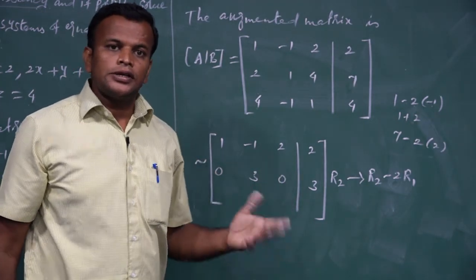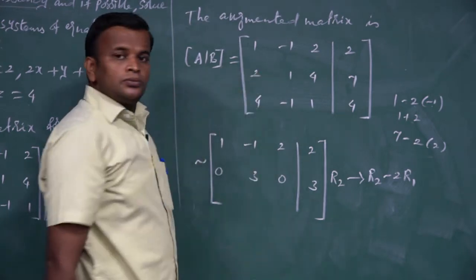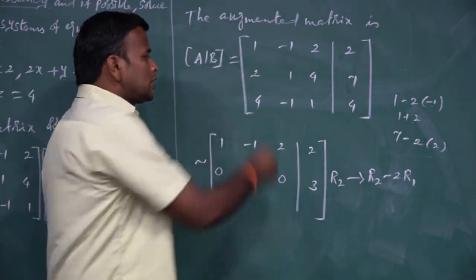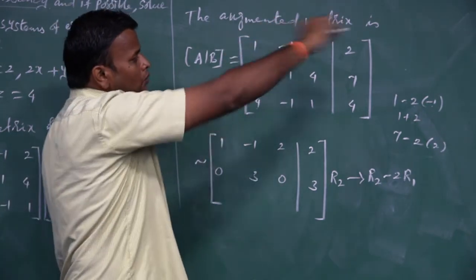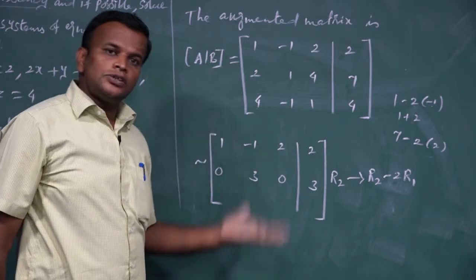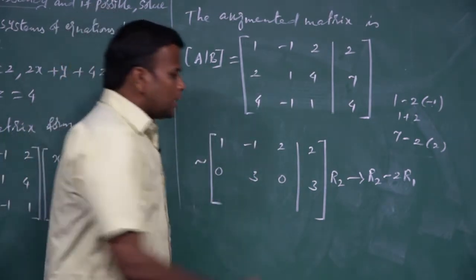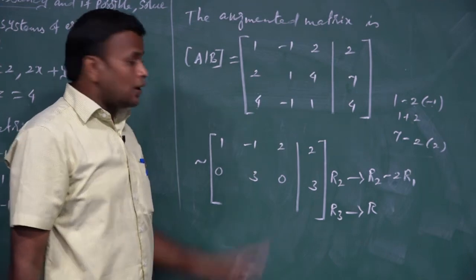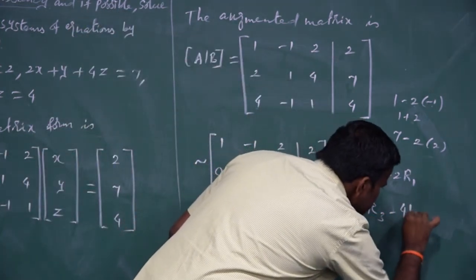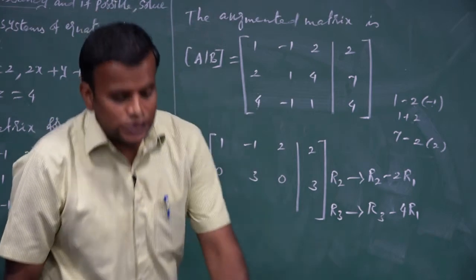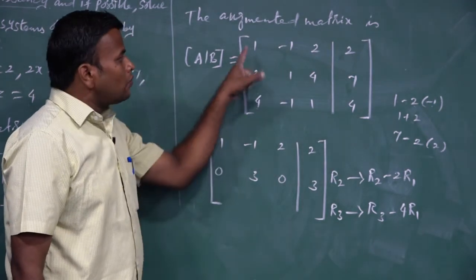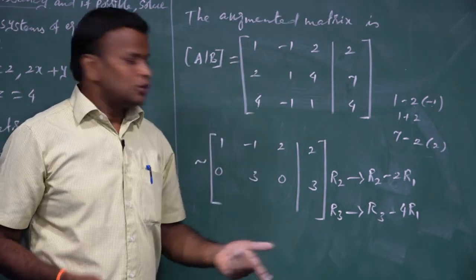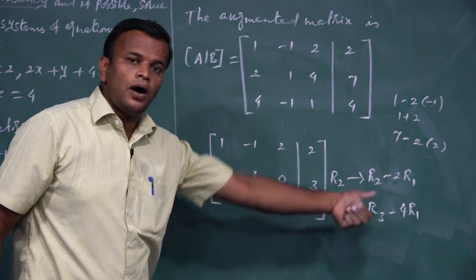Next, to convert that element to 0, it is your choice: we can consider R3 and R2 or R3 and R1. Now I consider R3 and R1, because I multiply R1 fully by the number 4. So I write R3 as R3 minus 4 times R1. What is the reason for writing 4? In R1 the number is 4, so 4 minus 4 is 0.